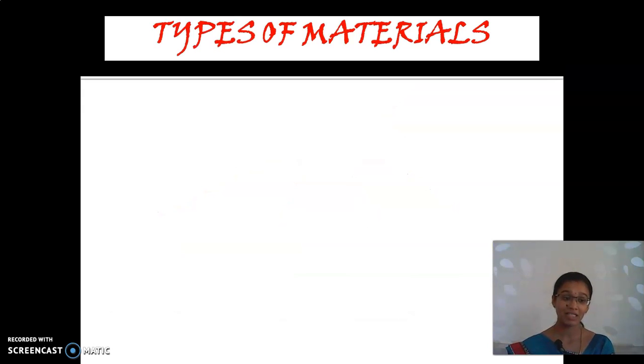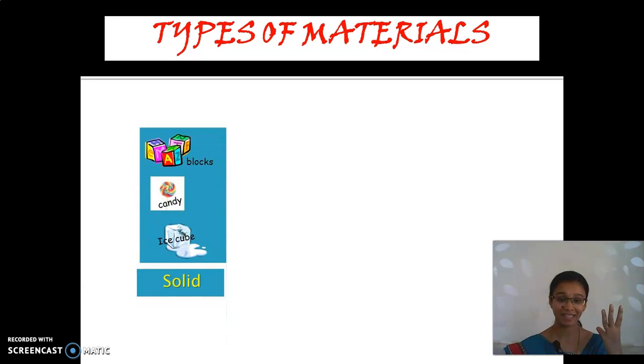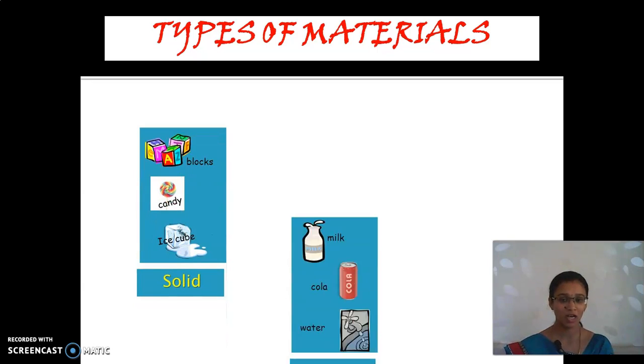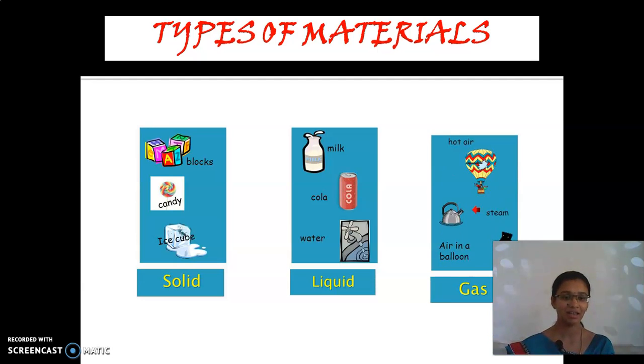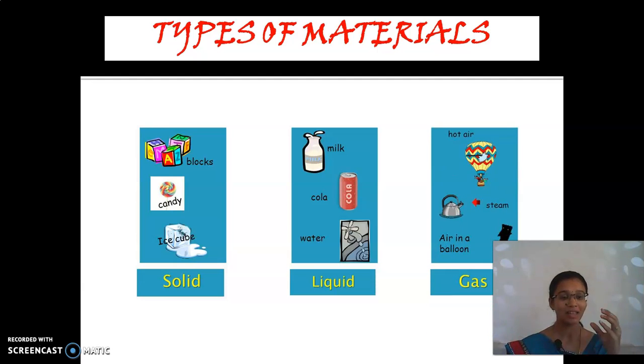So based on these, the materials are classified into three basic types. They are solids, liquids and then gases. The first one is solid, the next one is liquid and the last one is gas.